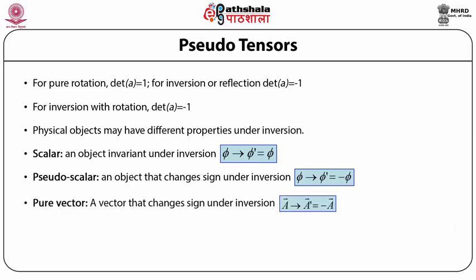Similarly, a pure vector will change sign under inversion. That is, if a vector A goes to vector A prime under the operation of inversion, then vector A prime is equal to minus of vector A. Now let us define pseudo or axial vectors. A vector that does not change sign under inversion is called a pseudo or axial vector.